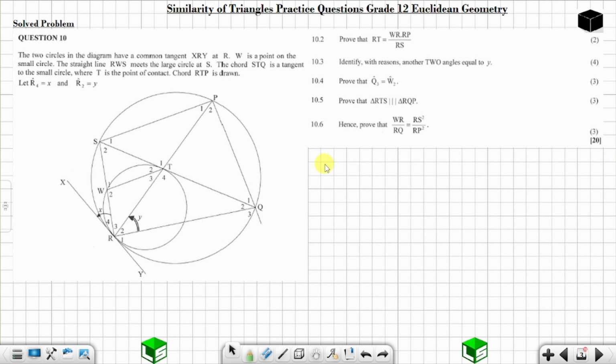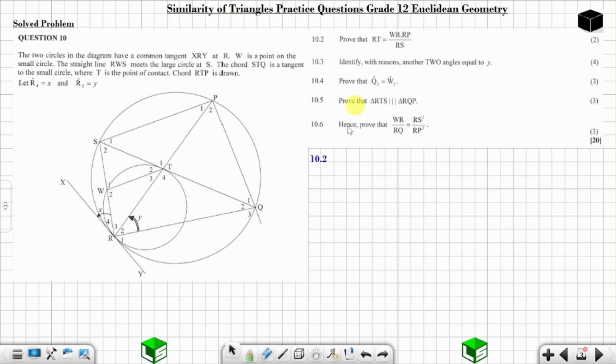Now question 10.2. Prove that RT is equal to WR times RP over RS. To solve this question, you need to have an idea of which triangle you are working with.